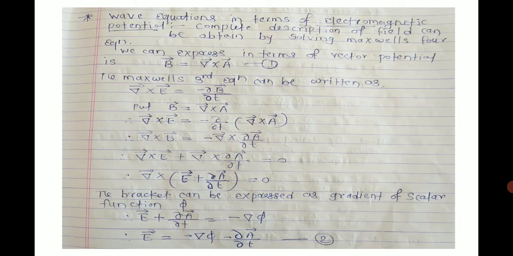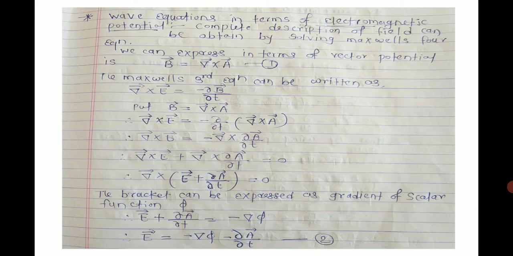Then we know Maxwell's four differential equations. First is Gauss law in electrostatics, second is Gauss law in magnetostatics, third is Faraday's law for electromagnetic induction, and fourth is the modified Ampere's law. We use Maxwell's third equation: del cross E is equal to minus delta B by delta T, which is Faraday's law for electromagnetic induction.